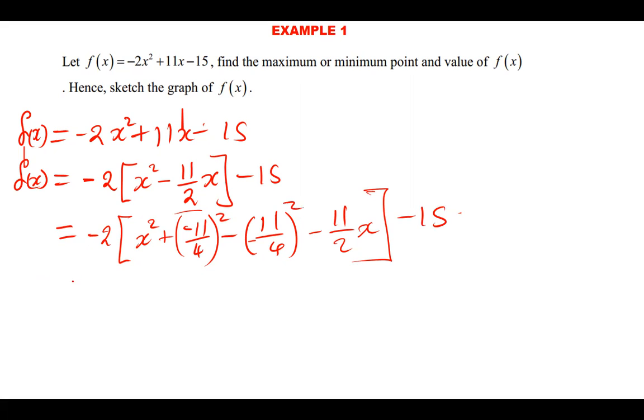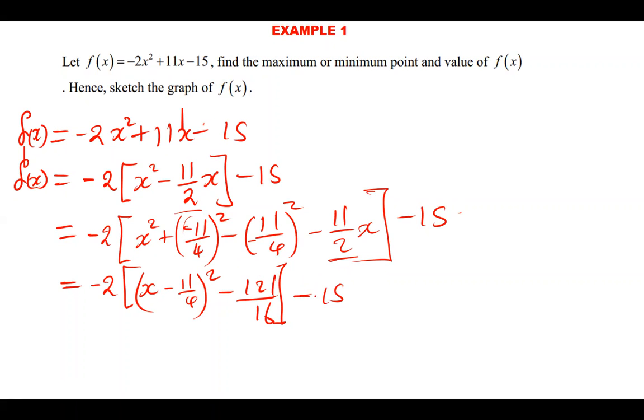We have to square this part as well. So from there, we say minus 2 and then open brackets. We can say x, then we have negative 11 over 4. We put them in brackets and square. Then we say minus 11 times 11, the answer is 121, over 4 times 4, the answer is 16. Oh, not so. We forget about this minus 11 over 2. So we close the brackets there. Then we say minus 15 outside.